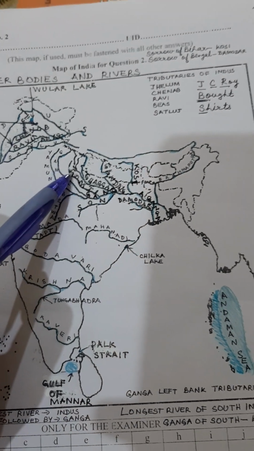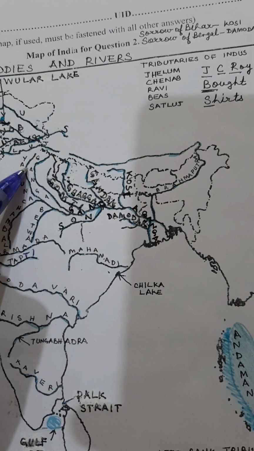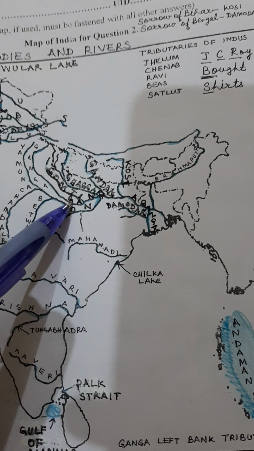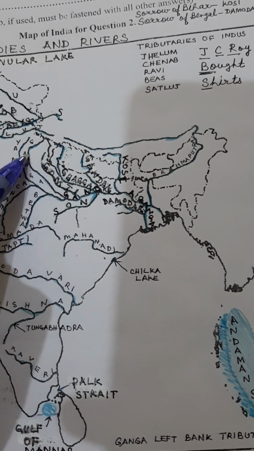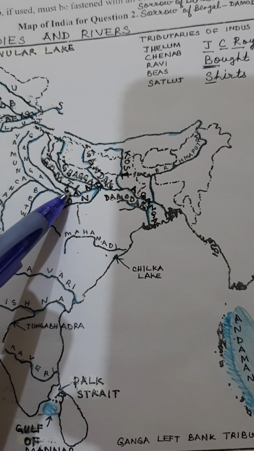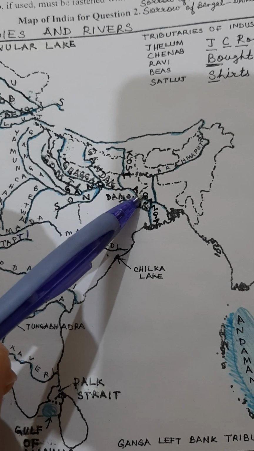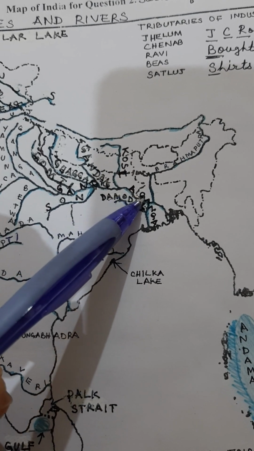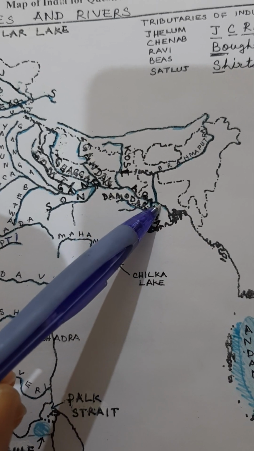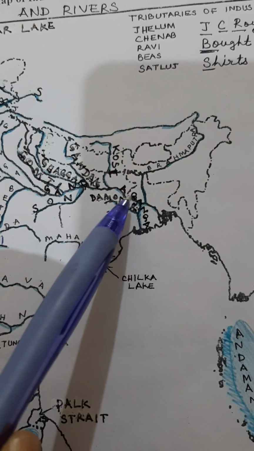Then coming to Ganga and its tributaries. Now this river here, this is river Yamuna. River Yamuna meets river Ganga at this point. The second river here is river Ganga. So Yamuna is actually a tributary of river Ganga. Now this is river Ganga and it flows towards Bay of Bengal. Now here I can show Ganga either along the border of Bangladesh and India, or I can show it going into Bangladesh and falling into the Bay of Bengal at this point. Either way I can show.